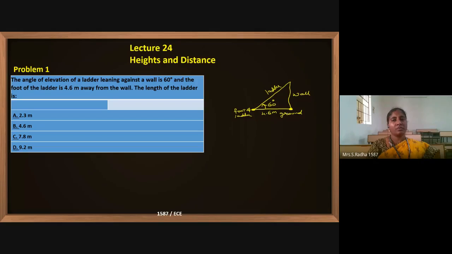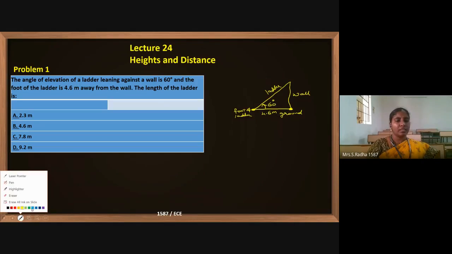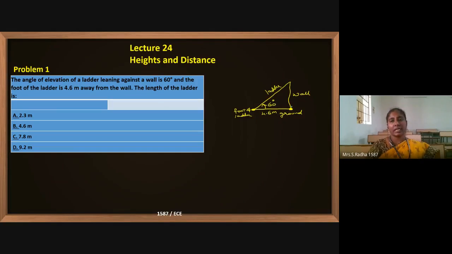Okay, so now if you see, you take this triangle. This is nothing but the opposite side, this is the adjacent side, and this is the hypotenuse. What they are asking is the length of the ladder, meaning the hypotenuse value they are asking. We have the angle, and we have the adjacent side.